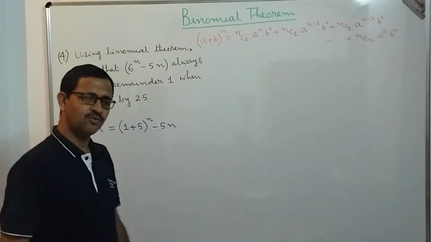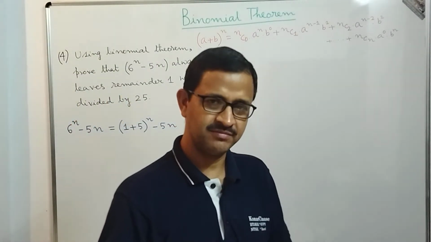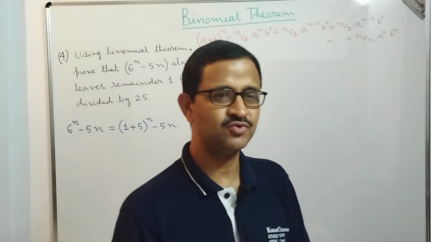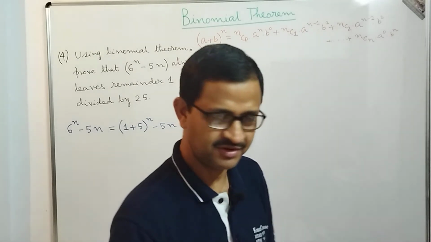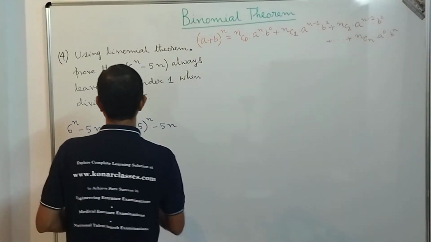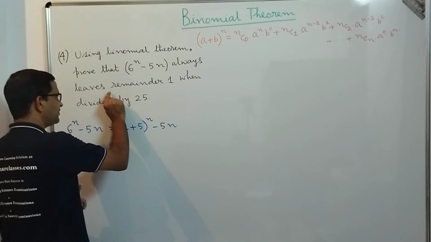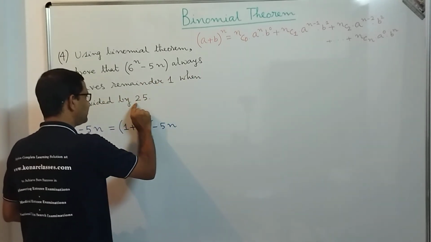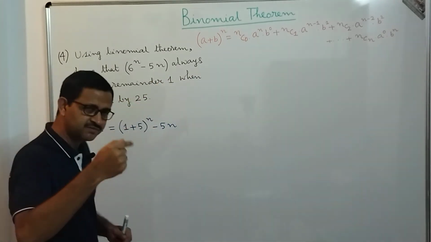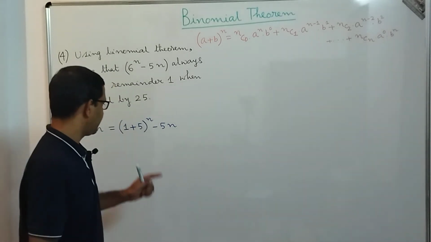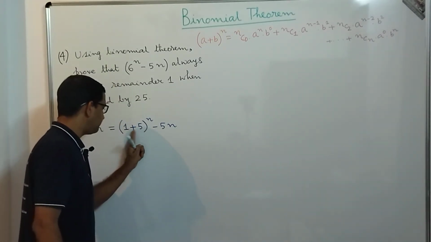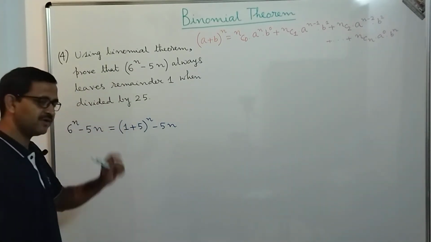You may ask, sir, why do you write 6 like 1 plus 5? Why didn't you write 6 as 2 plus 4 or 3 plus 3? The reason is that whenever we see the question is about 25, it is better to express this in the power of 5. And power of 5 is only possible when we express 6 as 1 plus 5.